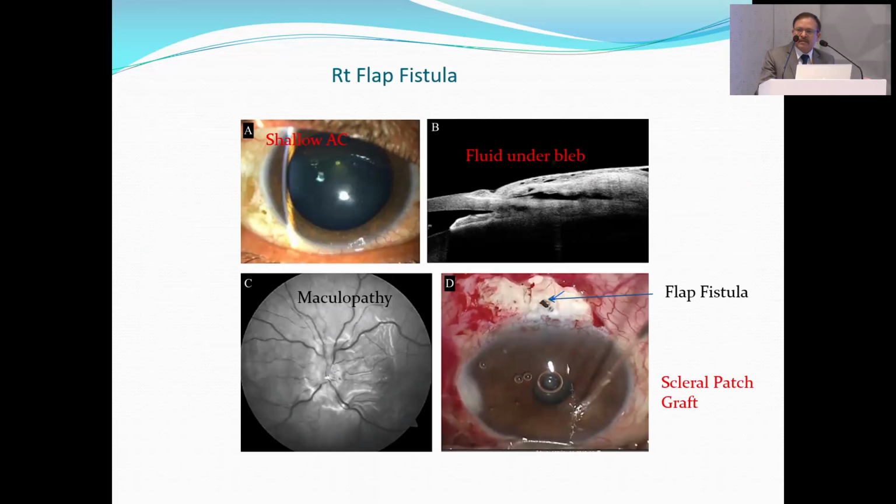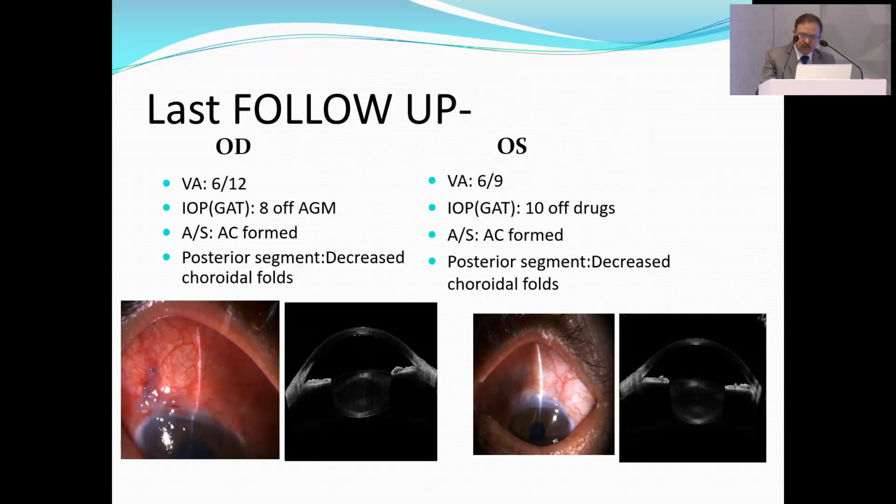Meanwhile, in the right eye, again with compression suture, I decided to explore, and what we found was a fistula in the flap. So we put a scleral patch graft over it, and it settled with it. So at final follow-up, both the eyes settled.